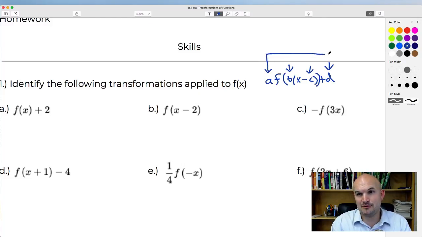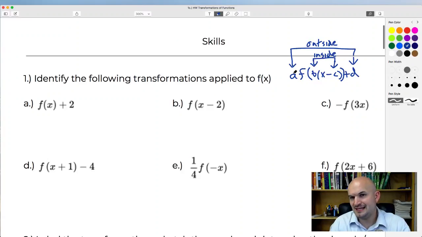The main thing that I am going to drive home is a and d are outside of the f of x. They're being applied outside, so I'm just going to write that, outside. Whereas b and c are being applied inside the function. That will become more apparent as we look at different types of functions. So a is basically going to be a dilation, vertically stretching or compressing. If a is negative, it reflects about the x-axis.